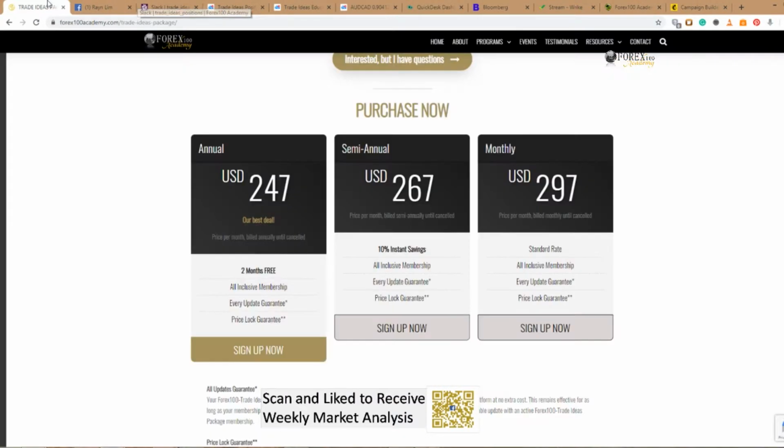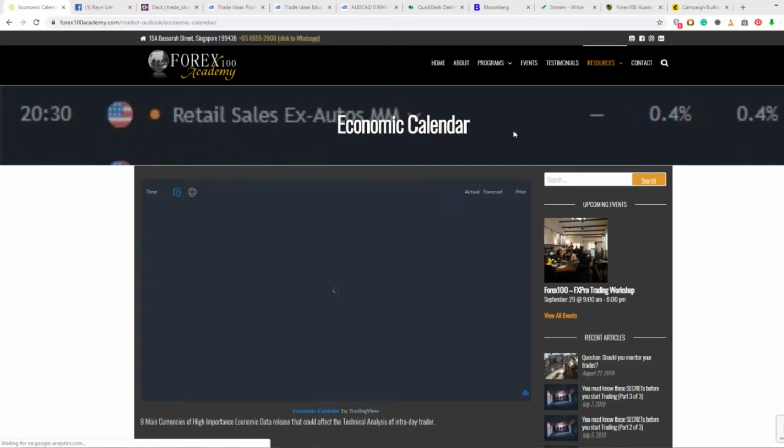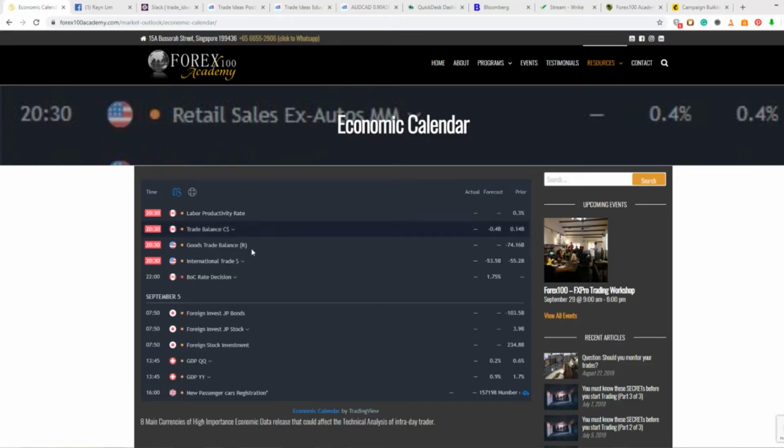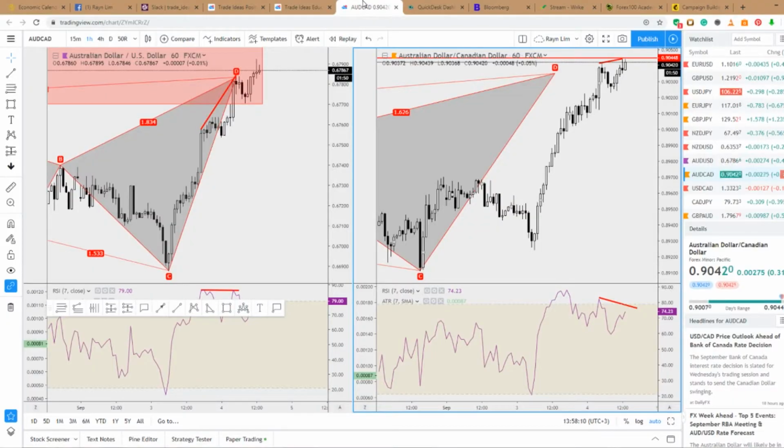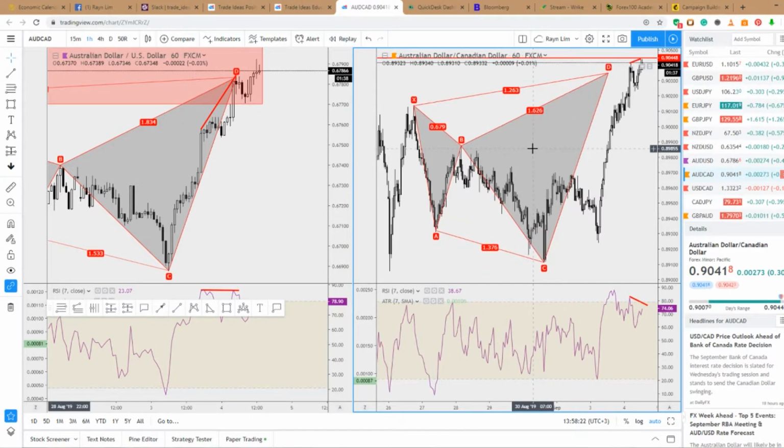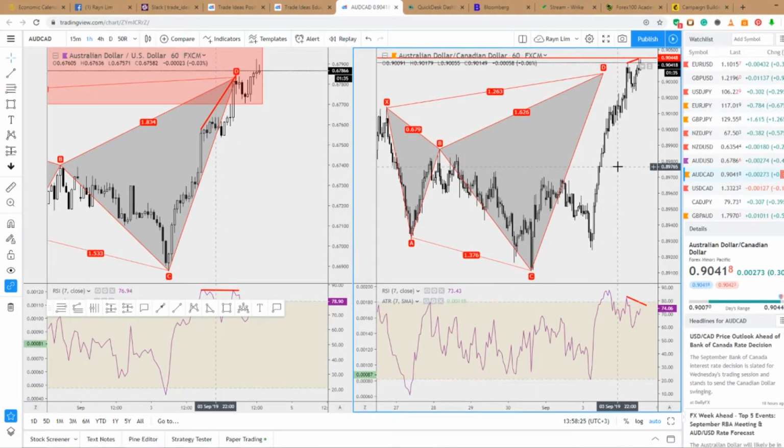For the Australia Canada, I have things coming up later. Okay, that pretty much restricted me from engaging a trade. BOC rate decision at 10 p.m. By having trading experience, you will know that within 3 hours, it's really hard for a currency to move from this price all the way down to somewhere over here. For this great move, correct? We are talking about 100 over pips.